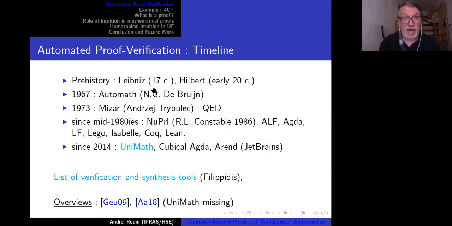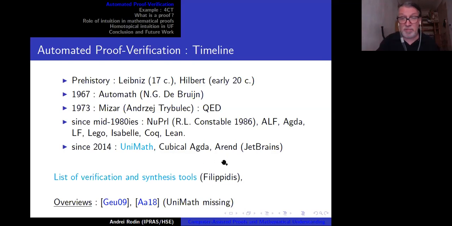So here is a timeline for automatic proof. I will not comment on it. There are actually two overviews. One is a little bit outdated already, and the other, by Jeremy Avigad from Carnegie Mellon, is relatively new. For some reason, he doesn't talk about univalent mathematics at all in this overview, but I think it's important to understand that the effort made by this community sits in a much larger context.